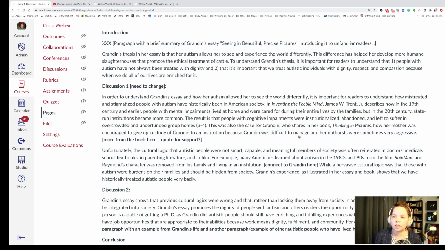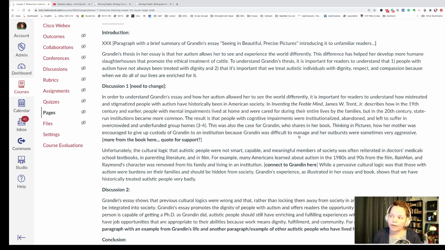Unfortunately, the cultural logic that autistic people were not smart, capable, and meaningful members of society was often reiterated in doctors' medical school textbooks, in parenting literature, and in film. For example, many Americans learned about autism in the 1980s and 90s from the film Rain Man, and Raymond's character was removed from his family and living in an institution. Now, I made a note that I need to connect back to Grandin here.